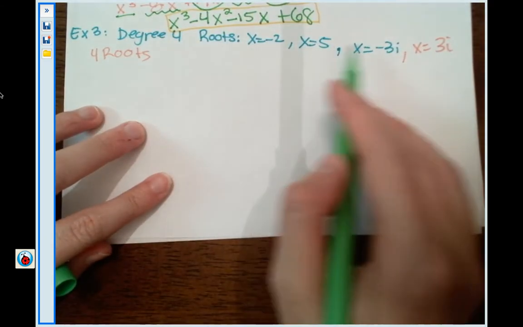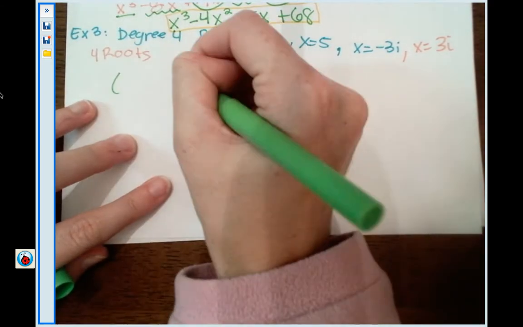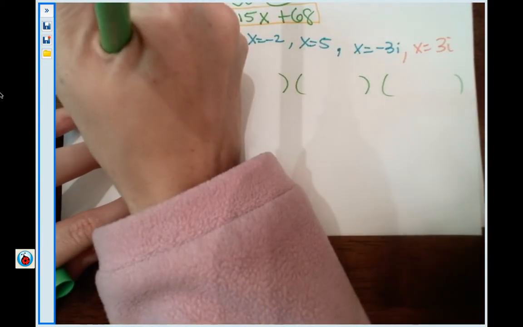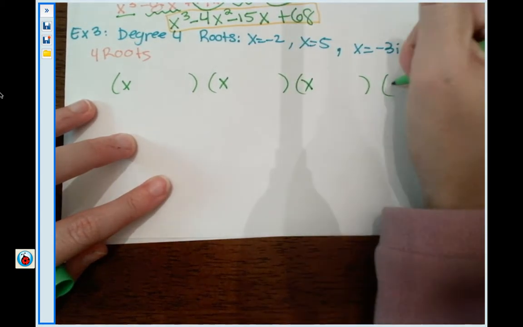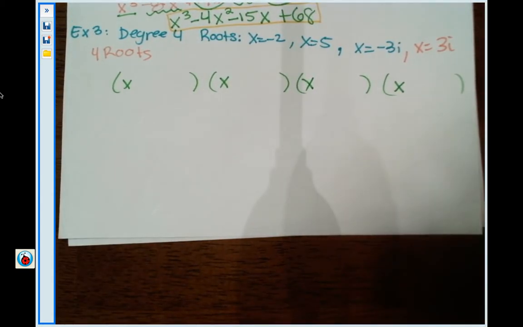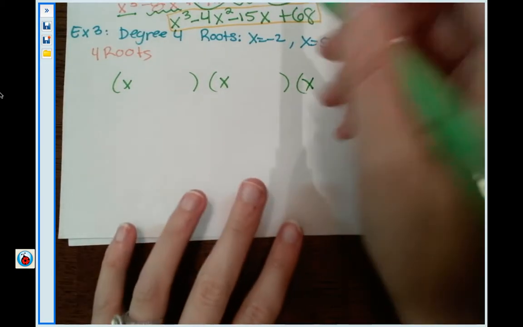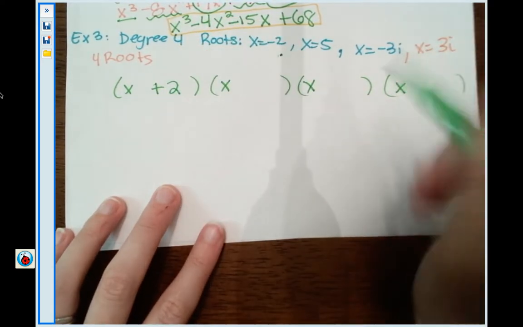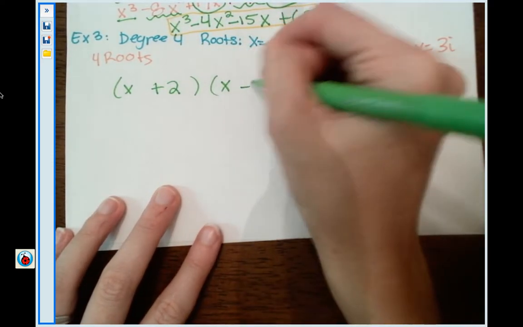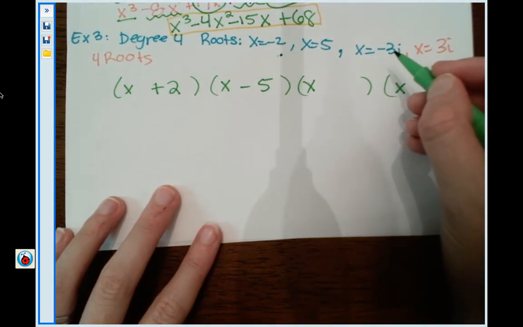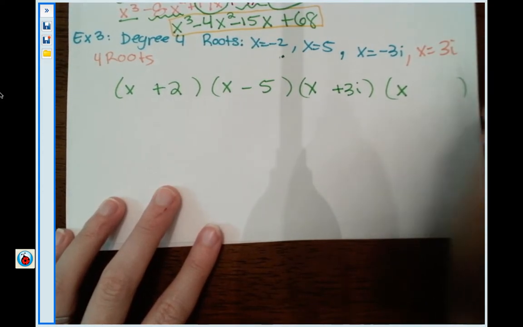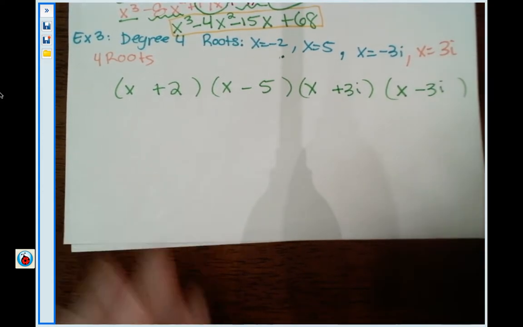Okay, guys, so from here, we're going to write this bad boy in factored form. So since I have 1, 2, 3, 4 roots, I'm going to have 4 parentheses, so I'm going to set that up. And all of my parentheses will contain an x in it. And remember, you guys, all we do is change the sign on the 0, or the root, or the x-intercept, or the solution. So a -2 will turn into a +2. A +5 will turn into a -5. A -3i will turn into a +3i. And a +3i will turn into a -3i.